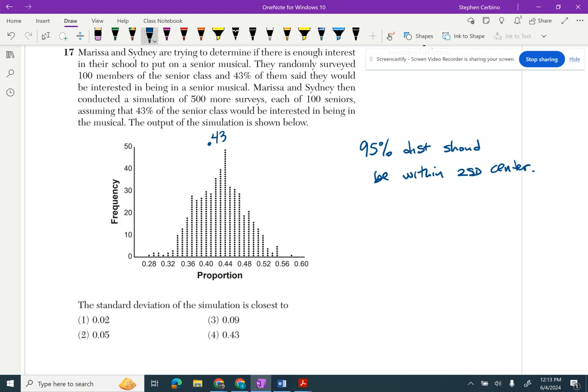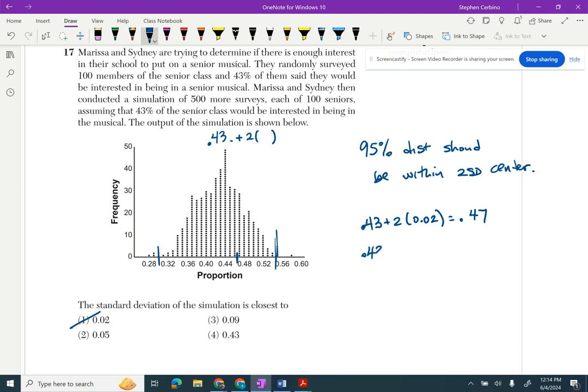Essentially, I'm trying to figure out what number I can add to this twice to get to almost the top, or subtract from it twice to get to almost the bottom. It shouldn't be all the way to the top, and it shouldn't be all the way to the bottom. It should be almost. So if I add 2 times 0.02, will I get almost to the top? Will I get beyond the top? So if I take 0.43 and add 2 times 0.02, we're going to get 0.47. 0.47 is not near the top, so that's not my answer.